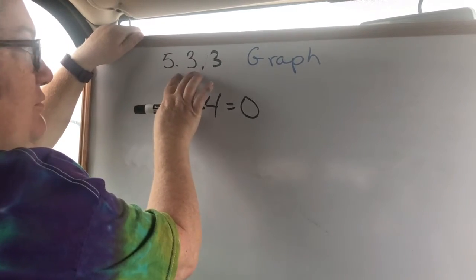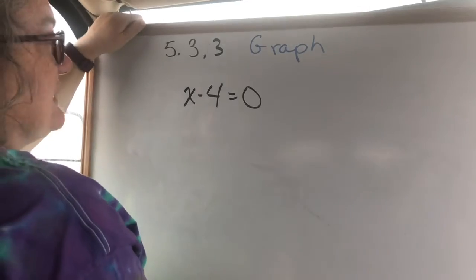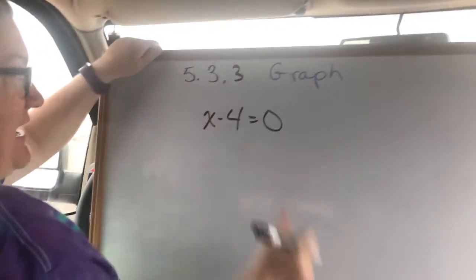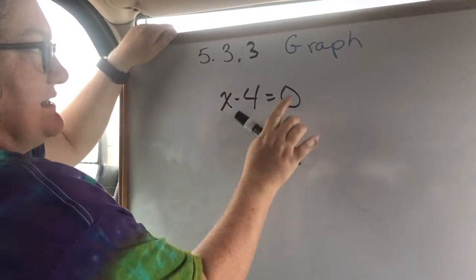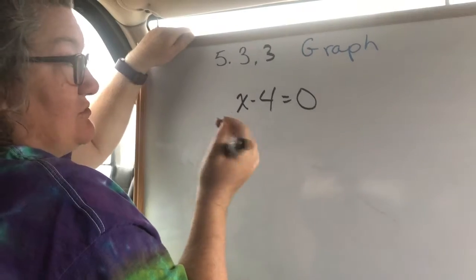Hello there, this is section 5.3, the third video that we're talking about. We're still graphing, and guess where we're still at? At the beach. So we have this equation, x minus 4, and it tells us to graph. It doesn't give any stipulations on how to graph it, so we can use any method we know.